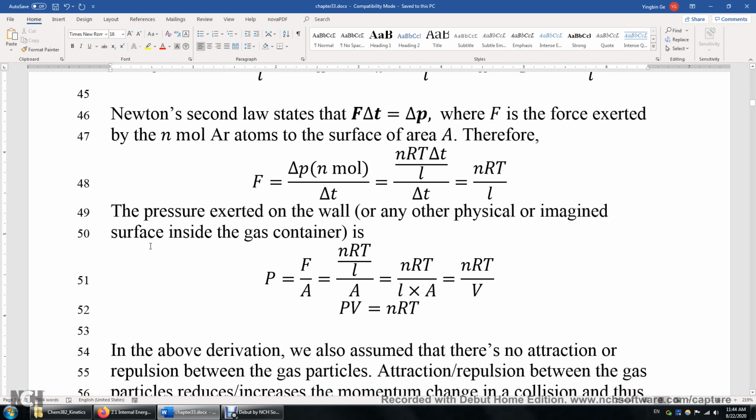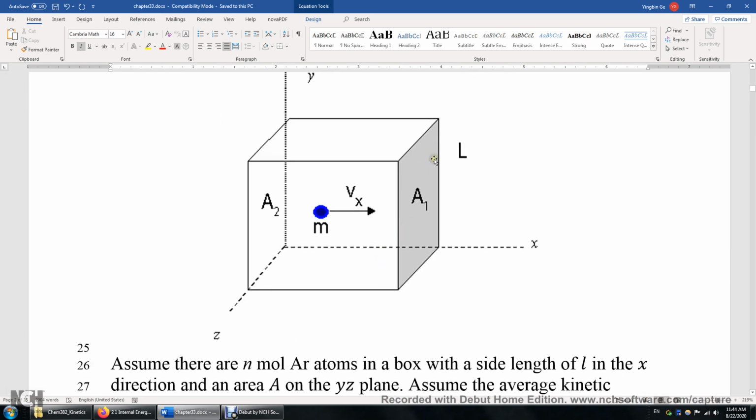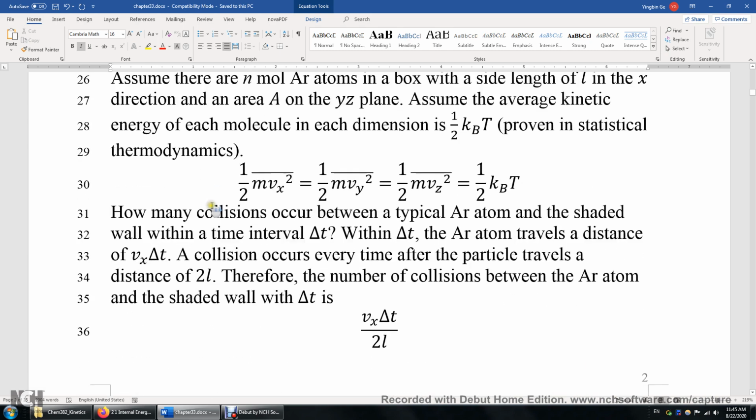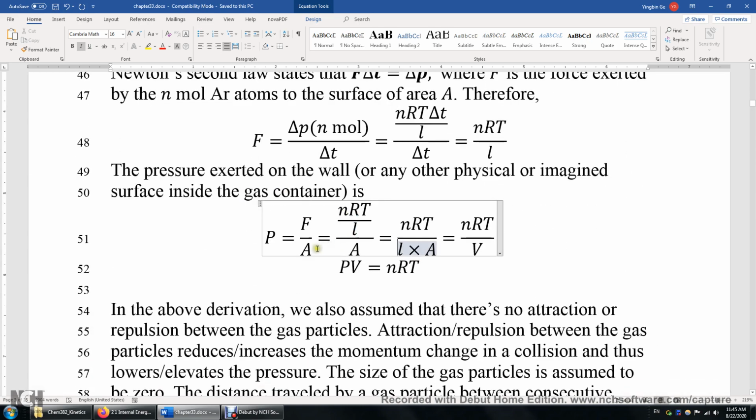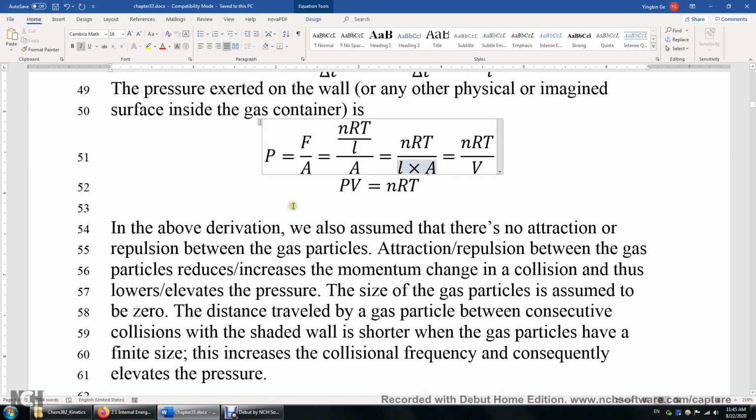Okay, finally, let's look at the pressure. Pressure is force over area. So it's nRT over L over A. And look, L times A is simply the volume of the container. So therefore, we have pressure is equal to nRT over V, and we have PV equals nRT. So I want to show you this L and A again of the box. So this is the surface area A. All right? And from here to here, this is L. So L times this shaded area A is the volume of the container. So again, we just proved PV equals nRT using the collision theory.